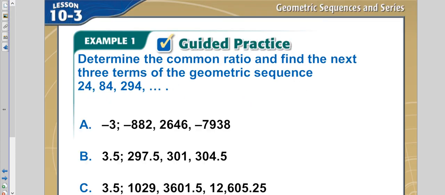Now here's one for you to try. See if you can determine what the next three terms would be, as well as what your common ratio is.